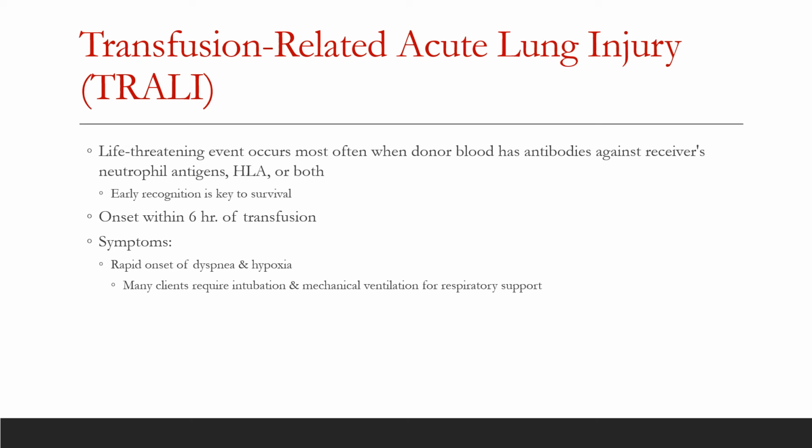So this doesn't usually go to the point of bronchospasm and angioedema and anaphylaxis type things, but at first it can be difficult to determine the difference between TRALI and the allergic reaction. But they should not have the itching and urticaria and things like that. But respiratory wise, this one is more focused on just the lungs. These clients may require intubation and mechanical ventilation for respiratory support. So recognizing it early and saving that airway to save their life is going to be key here.